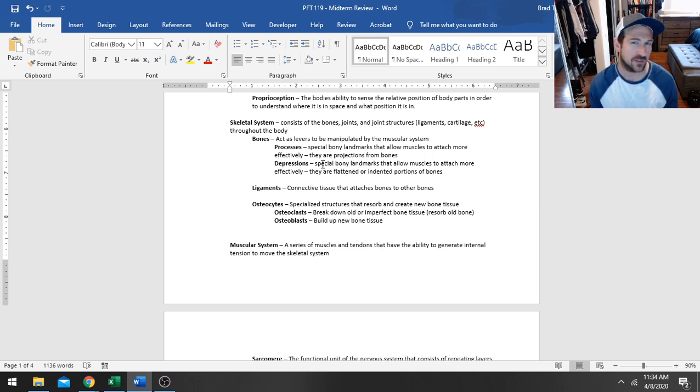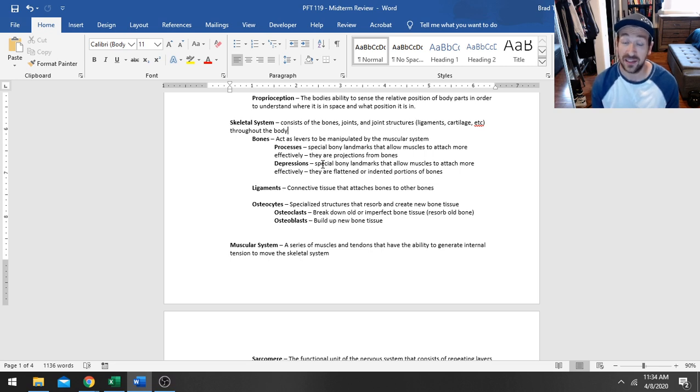Your bones have special little bony landmarks on them. There are two that are really common, called processes and depressions. Processes are special bony landmarks that are basically projections from the bone that allow your muscles to attach, and depressions are special bony landmarks that have little dents in them that allow your muscles to attach. So a tendon, which attaches muscles to bones, has its grip on the skeletal system thanks to things like processes and depressions.